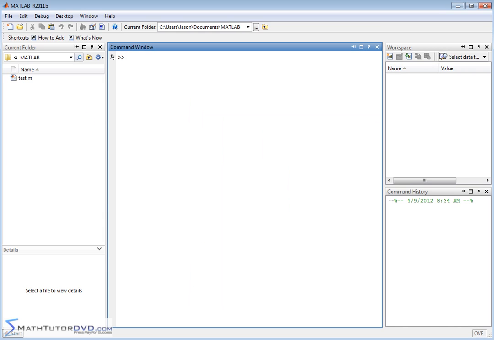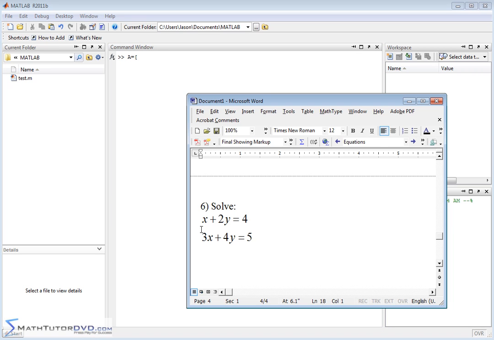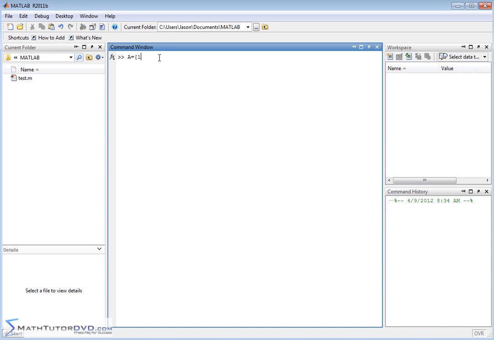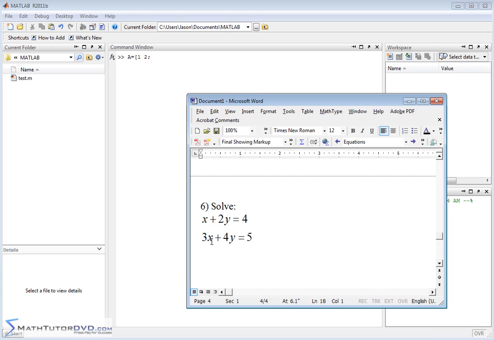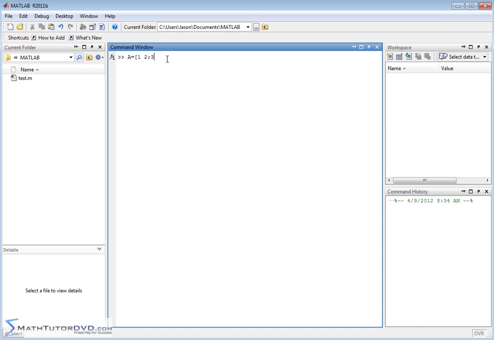So let's go ahead and first define the left-hand side of this equation. For the matrix A, we're going to use capital A. You can use any variable that you want. What we have is x plus 2y. So to represent that, it would be 1 space 2. That's the first row of that matrix, representing the top equation. Then we put a semicolon. That tells MATLAB, okay, the next line of the matrix is what's going to be as follows: 3x plus 4y. So we put 3 space 4. So that is the second row.